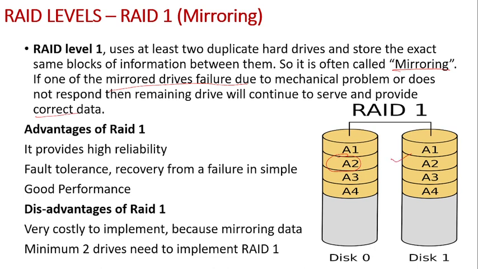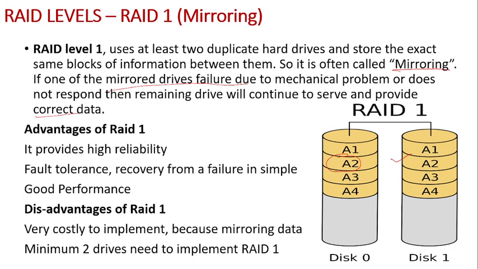So this is the main advantage of RAID 1, which is called mirroring. RAID 1 uses at least two duplicate hard drives and stores the exact same block of information on both, so it is often called mirroring. If one of the mirror drives fails due to a mechanical problem or does not respond, the remaining drive will continue to serve and provide the correct data. So this is the advantage of RAID 1.